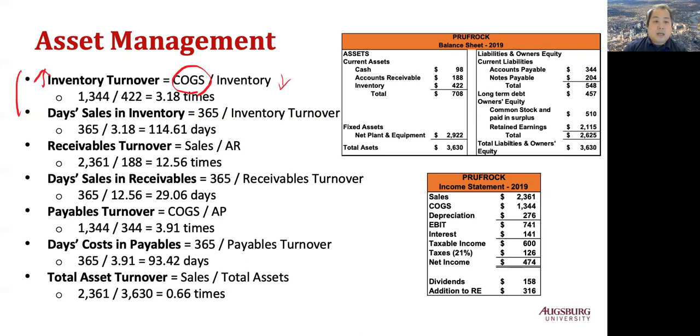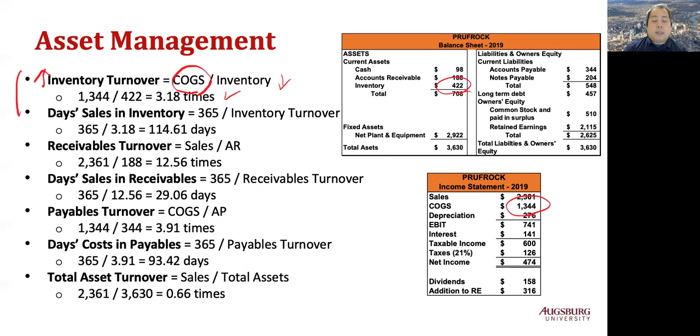For Profit, inventory turnover is COGS 1,344 and inventory is 422, 3.18 times. That's inventory turnover.